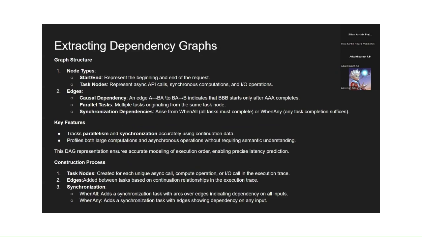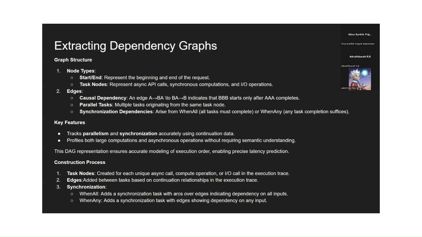WebPerf creates a dependency graph to understand how tasks in cloud applications are connected and executed. This graph has two components: nodes, which represent tasks like API calls or computations, and edges, which show relationships like task B can only start after task A finishes, like causal dependencies or parallel execution of tasks. WebPerf also captures synchronization points, like waiting for all tasks to finish with WhenAll or just the first with WhenAny.